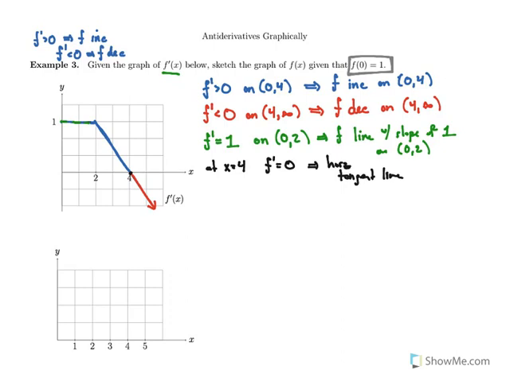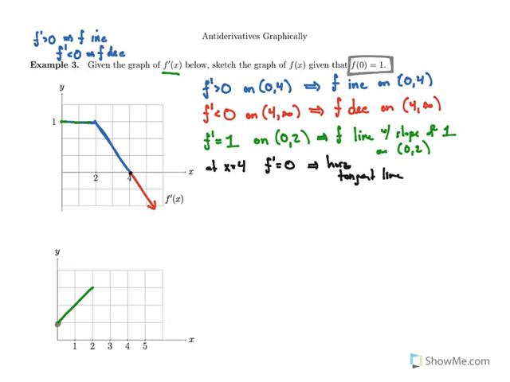But if we say that f of 0 has to be equal to 1, that means we have this point, not 0, 0, but 0, 1, in that lower left corner. If we're going to start there, then we can graph this thing. So let's start with the fact that f prime equals 1 on the interval 0 to 2. We said that means that f is a line with a slope of 1 on 0 to 2. So f is going to be increasing, with a slope of 1 on that interval.